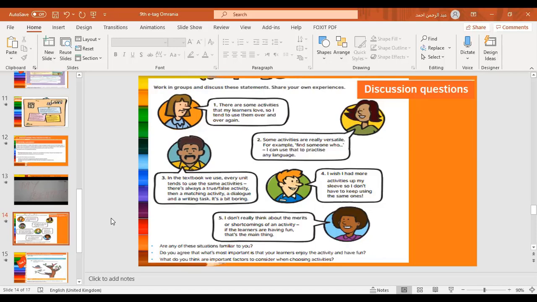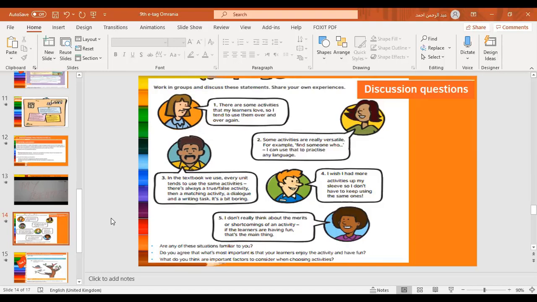As for the third teacher, in the textbook we use, every unit tends to use the same activities. There is always a true or false activity, then a matching activity, a dialogue, and a writing task. It's a bit boring. So this teacher sees that the repetition of the same activities is very boring. Do you agree or disagree? So I'll give you time to decide which one you would like to say, I am this teacher.